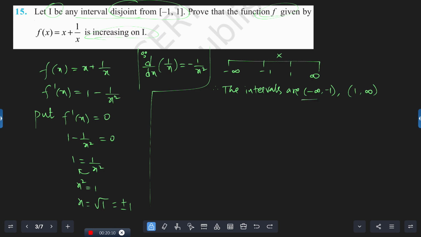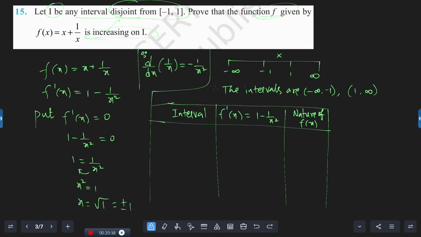Okay. Now for this what do you want to do? You want to make a table. In the table you have to say which is the increasing function. Understand? Right. Now let's go here. First, in the table I am writing the interval. Next, f dash of x, which is equal to 1 minus 1 divided by x square. Next, nature of f of x. First interval we have is minus infinity comma minus 1. Second interval is plus 1 comma plus infinity. That's it. So this we have to check.